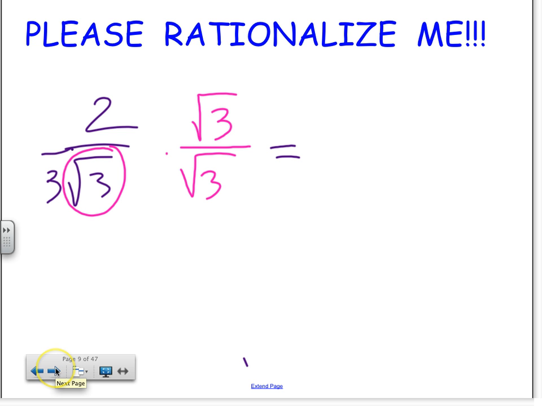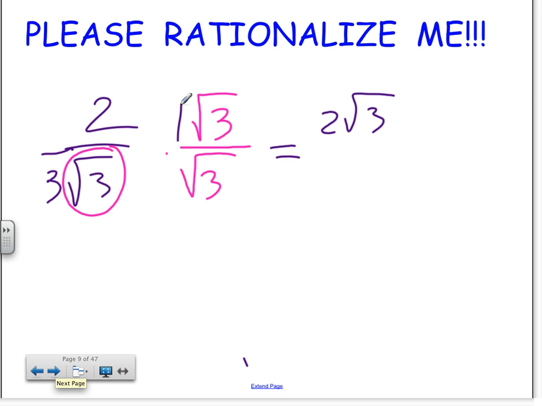Oh wait, are we allowed to have people outside multiply it inside? No. So what is it going to be? 2 radical 3. Very good. Always think, if there's nothing here, there's like a 1 right there in front. So it's technically 2 times 1.